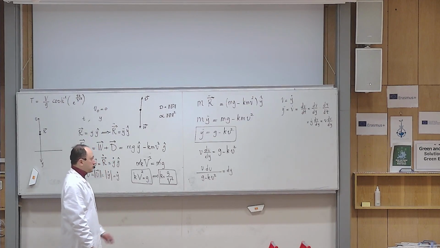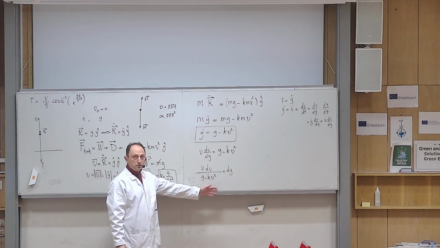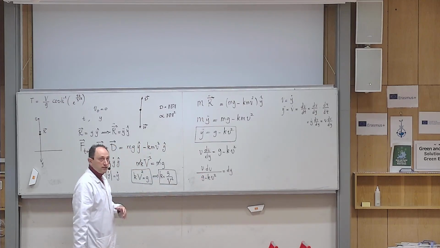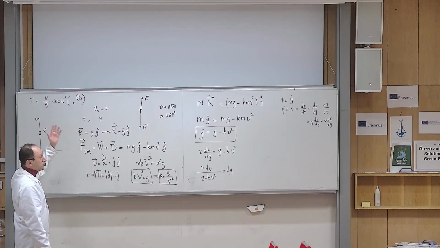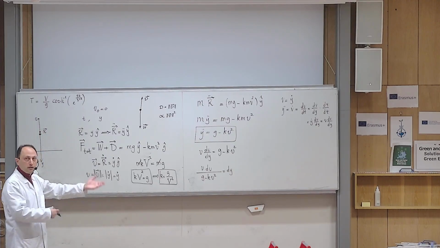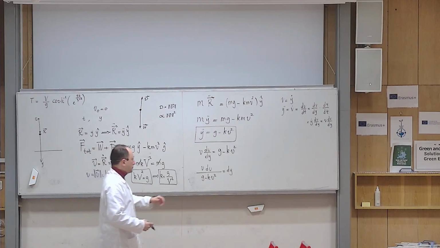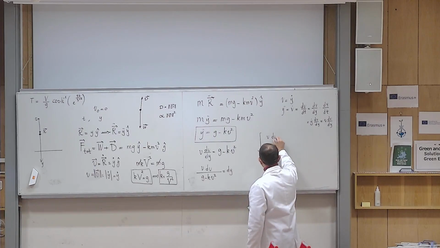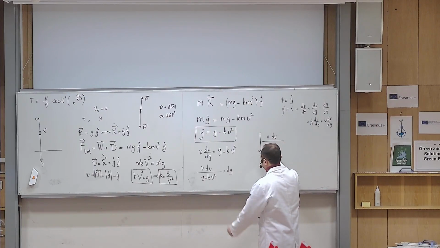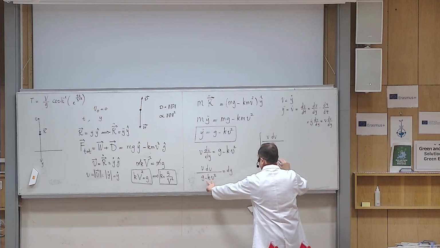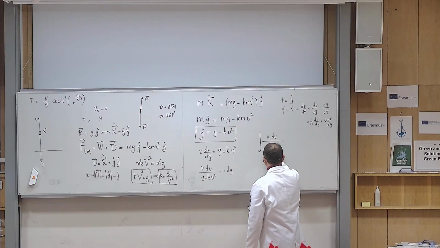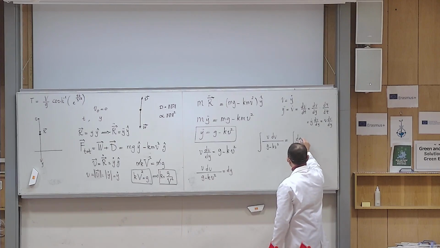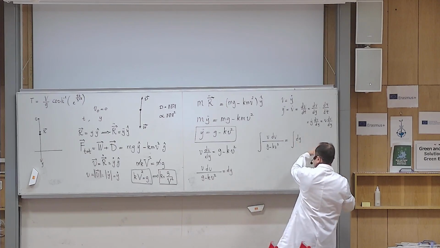Yes, I integrate, but of course I know that when I integrate, I will connect y to v. What I need at the end is to connect y to time, but that will be the next step. So let us calculate this one. I integrate the left side, v dv over g minus k v squared, and I know that after integration is done, I will have a constant of integration.